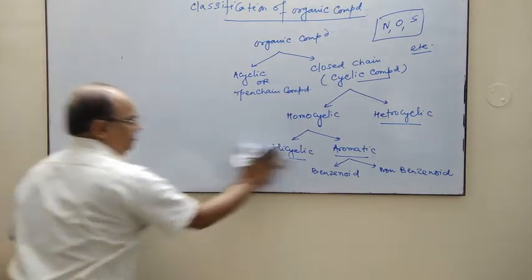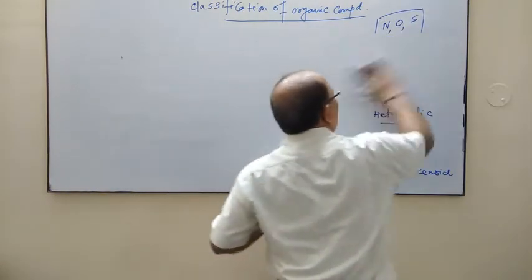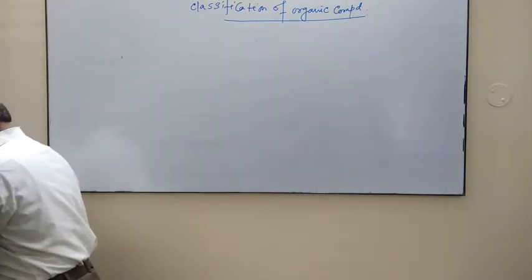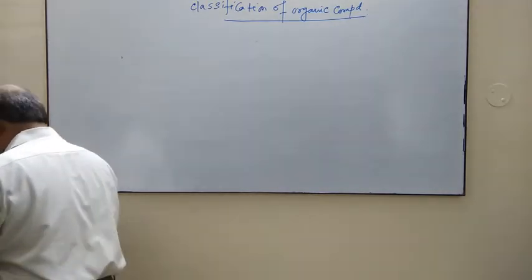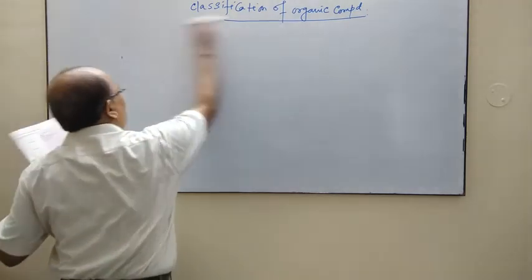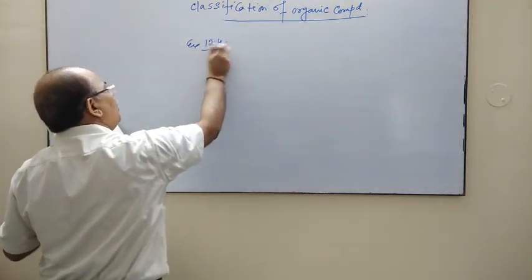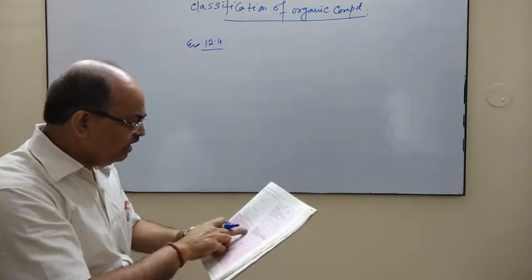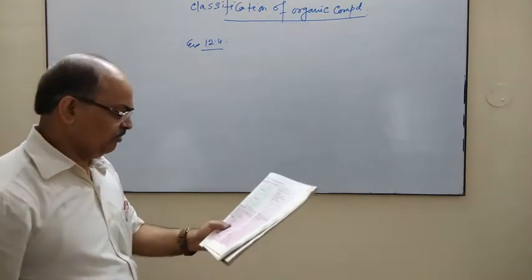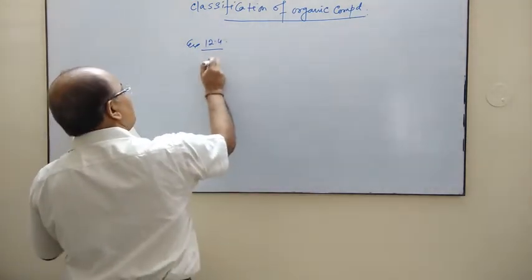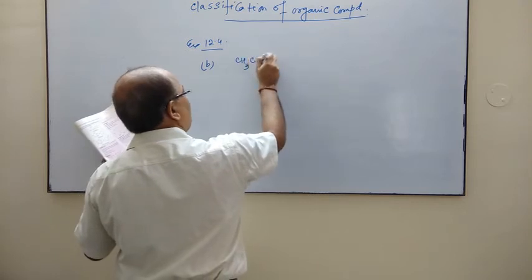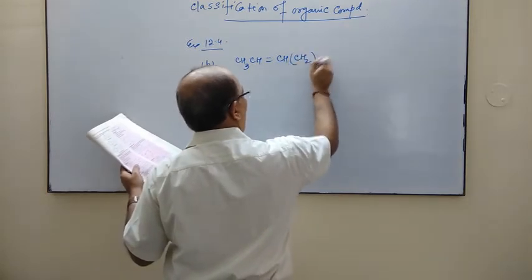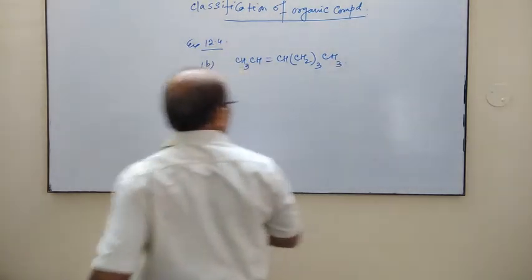Now, as I have already discussed, to solve example 12.4. If we consider solved example 12.4. The question is, expand each of the following condensed formulas into their complete structural formula. You are provided with CH3, CH double bond, then we have CH, then we have CH2 whole 3, and then we have CH3.